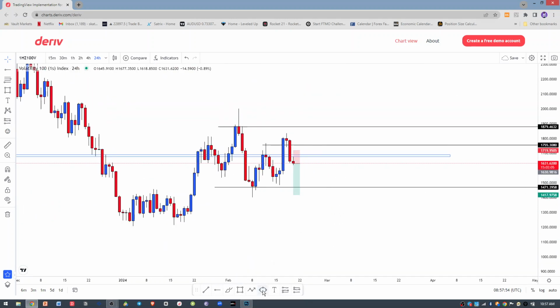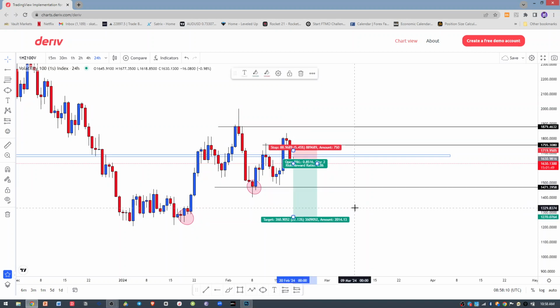We know this is going to be an area of interest that we're going to target on our daily time frame, and this is going to be our other reason right here that we're going to target on our daily time frame, because this is going to be our first area of interest. Let's see how price behaves right here, and then we're going to take it all the way to the downside.